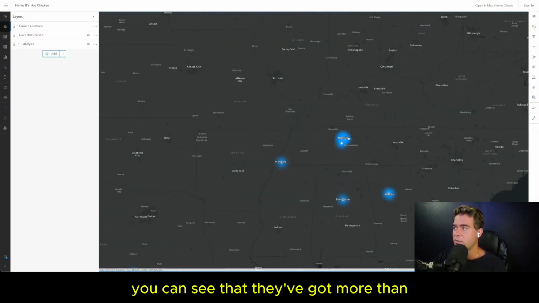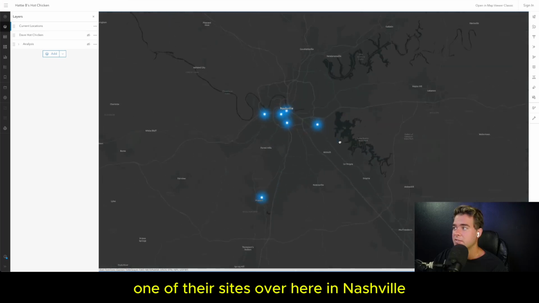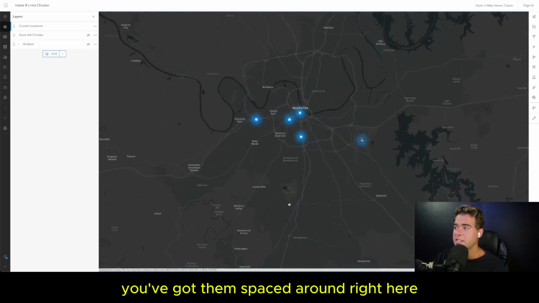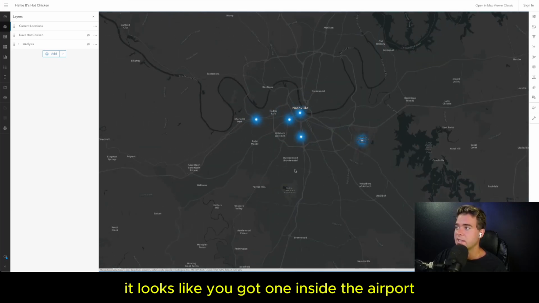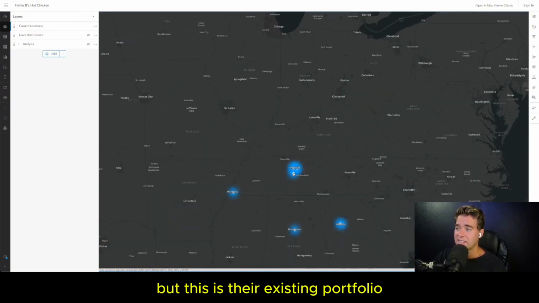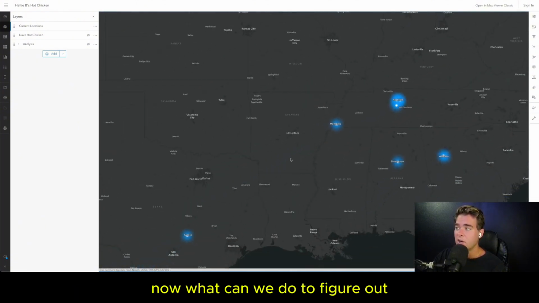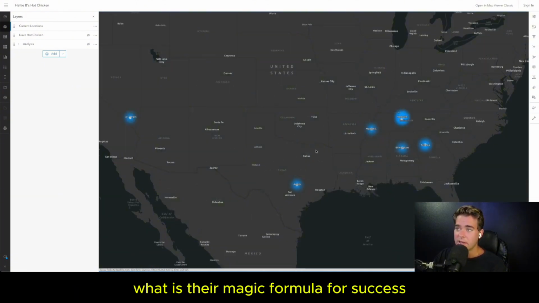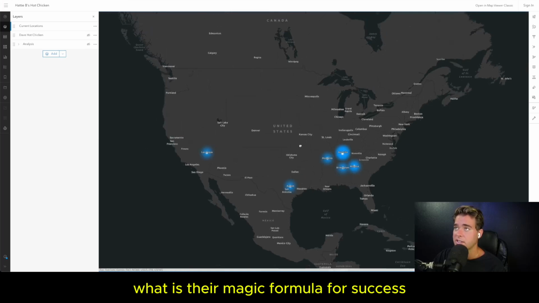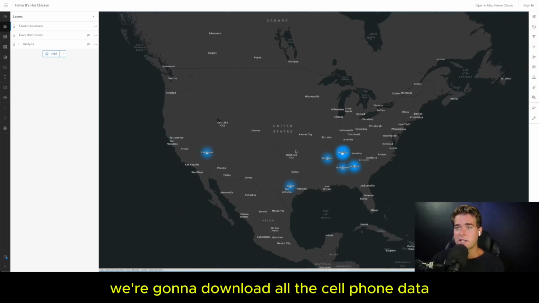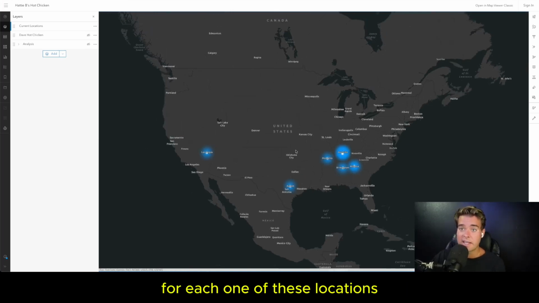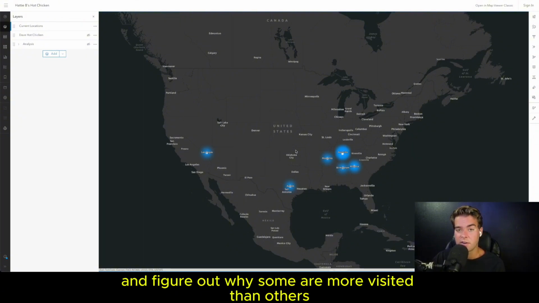You can see that they've got more than one of their sites over here in Nashville. You've got them spaced around right here. It looks like you've got one inside the airport, but this is their existing portfolio. Now, what can we do to figure out what is their magic formula for success? Well, part of it is we're going to download all the cell phone data for each one of these locations and figure out why some are more visited than others.